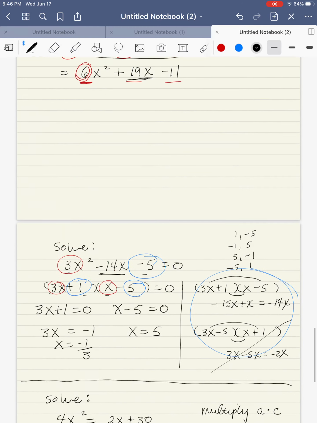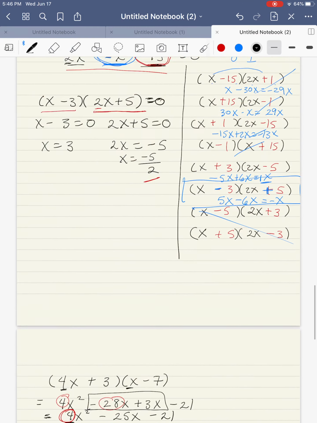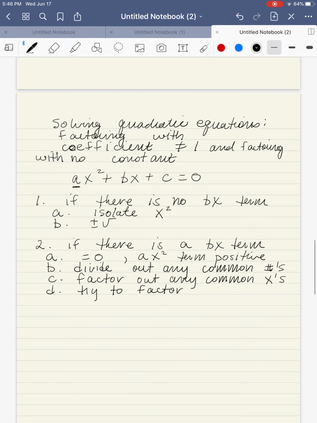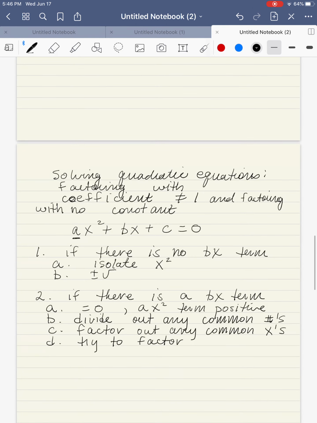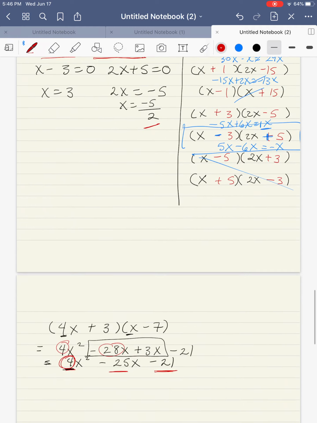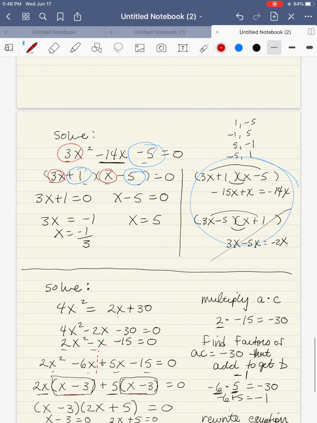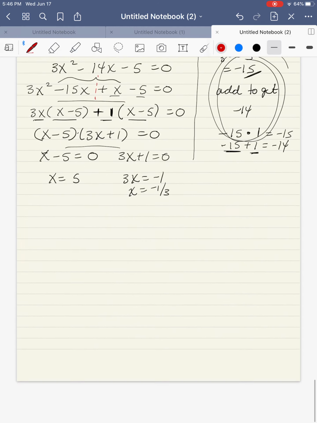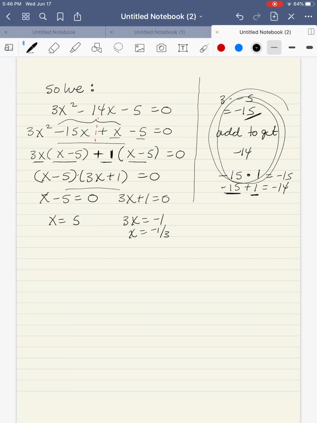All right, we're going to look at one more example here. Notice that when we did our steps here, notice I slipped one in on you here. I slipped in this factor out any common x's. So let's look at what happens when we can do that. Let's say that we have an equation that looks like this. And we're going to solve.